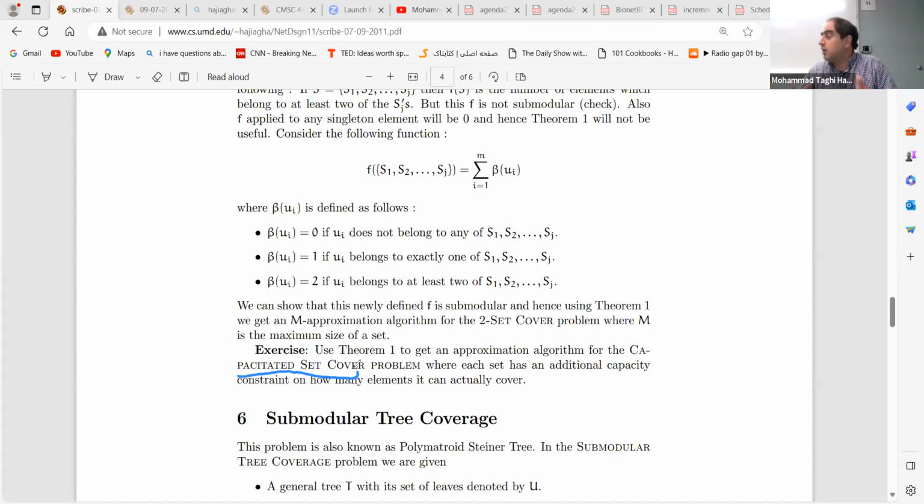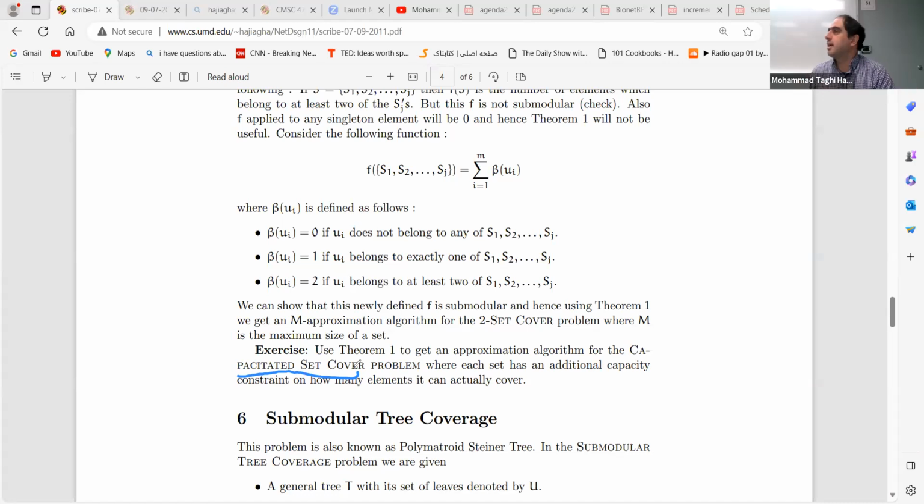In the capacitated set cover, a set can have lots of elements in it, but it can actually cover only, say, 5 of them. So if you want to cover a particular set of elements and the capacity of this set is 5, then you need to use 2 of these. This is what is called capacitated set cover.